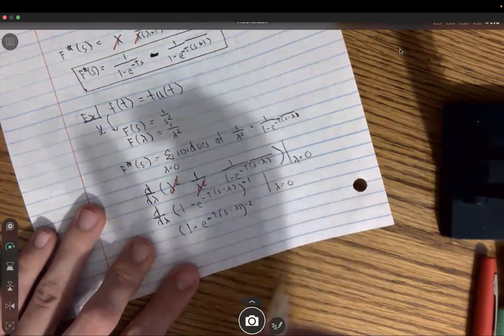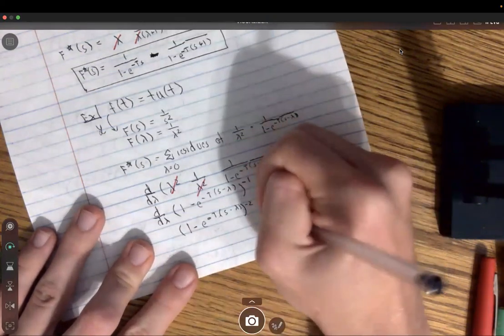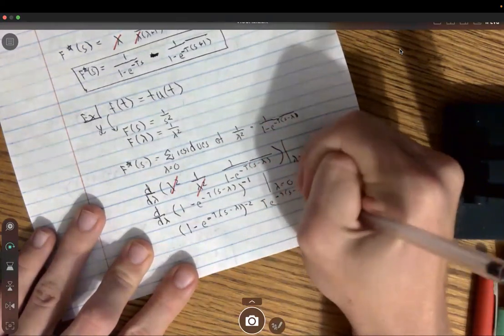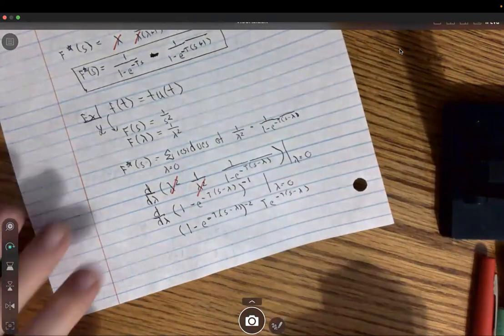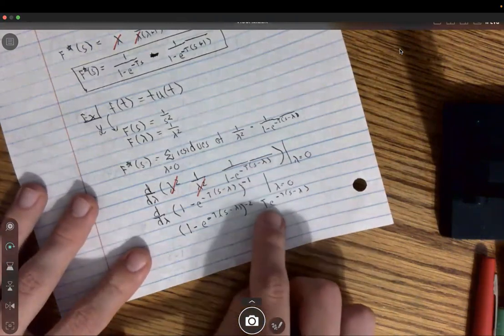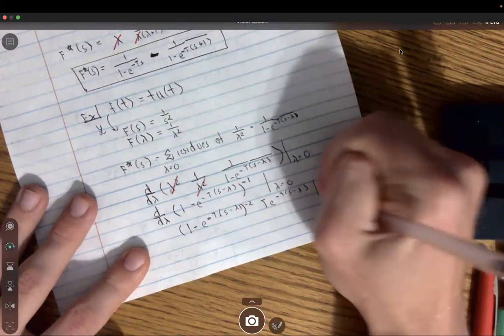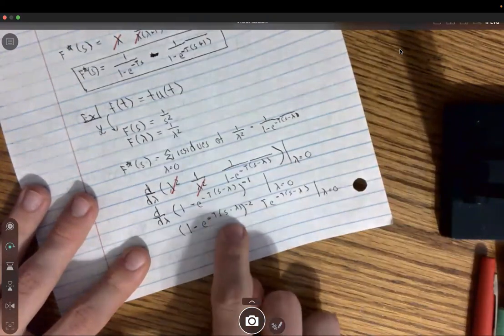And so what's going to come down in front is your t e to the -t (s minus lambda). Okay, so now what you're going to get as a result is that you finally have to evaluate at lambda equals 0. So that's when you have to take the derivative.